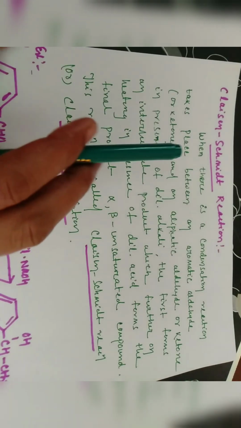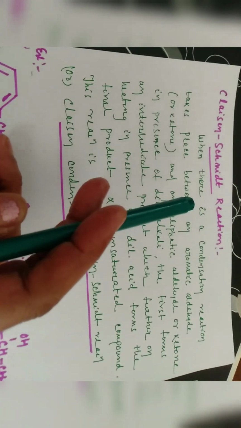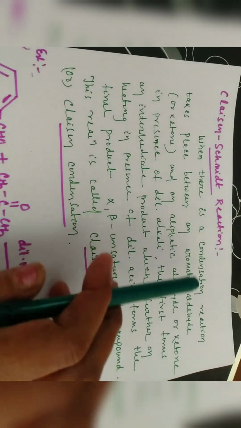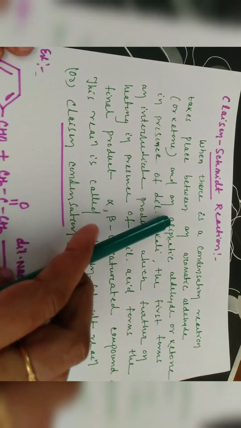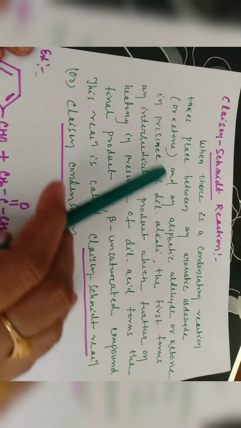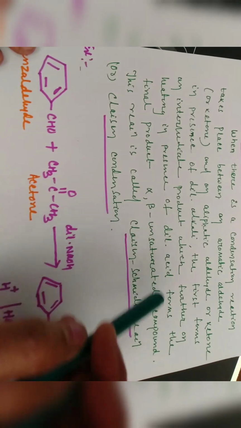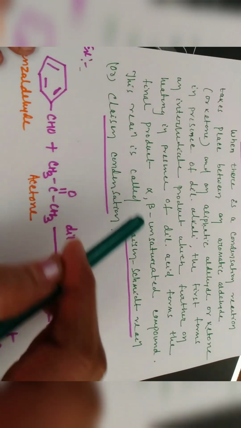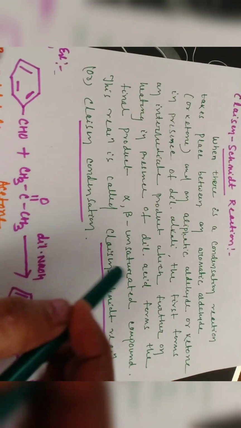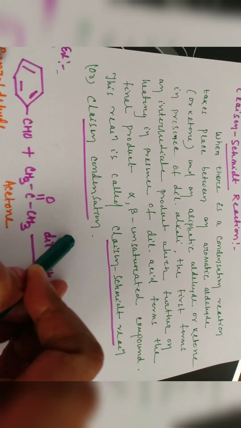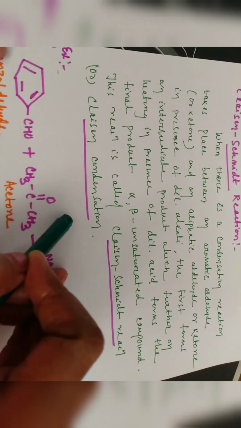Now let us discuss the Claisen-Schmidt reaction. When a condensation reaction takes place between an aromatic aldehyde or ketone and an aliphatic aldehyde or ketone in presence of dilute alkali, first an intermediate product forms, which further on heating in presence of dilute acid forms the final product, that is your alpha beta unsaturated compound. And this reaction is known as your Claisen-Schmidt condensation reaction or Claisen condensation reaction.